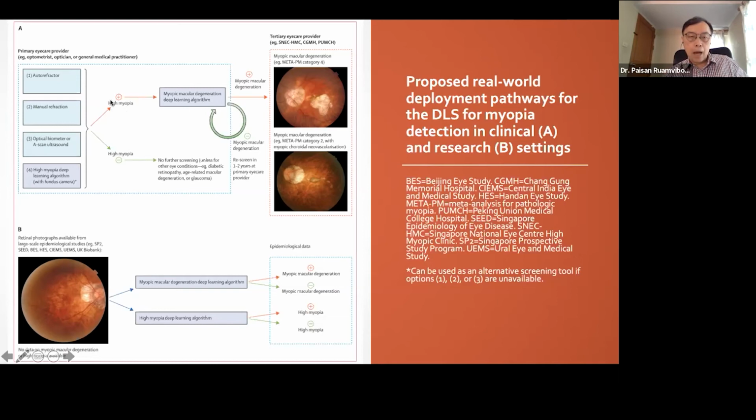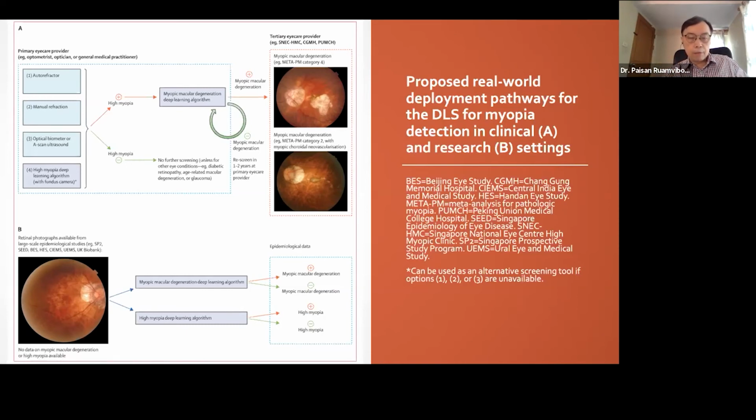If you have high myopia positive, you may use the second algorithm to analyze images to find out if the patient has myopic macular degeneration or not. If the patient has myopic macular degeneration, they may be referred to a retinal specialist for treatment. If they don't have myopic macular degeneration, they may have re-screening every 1 or 2 years. If they don't have any high myopia, they don't need to have any screening unless they have other retinal disease.